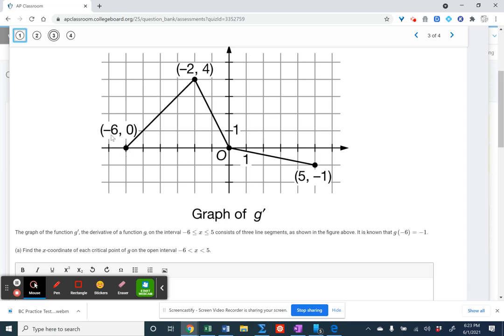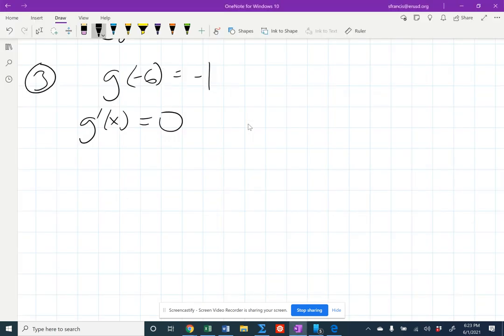Luckily, they didn't penalize you if you also put negative 6 down. Negative 6 is not part of the open interval, so you shouldn't include it. And so the only answer to this one is x equals 0.